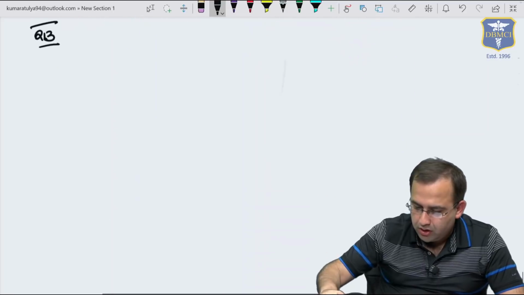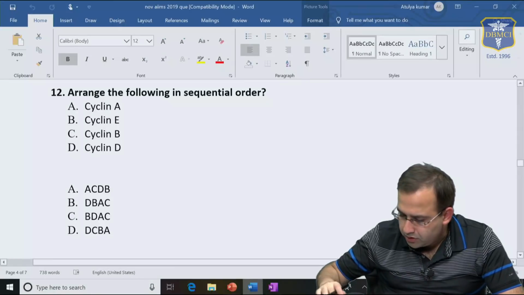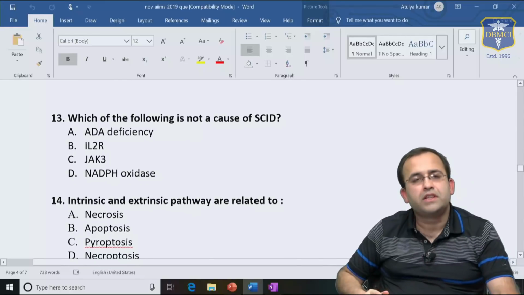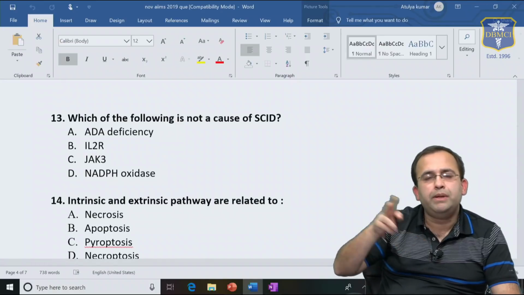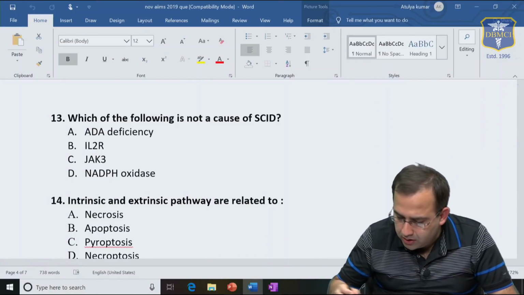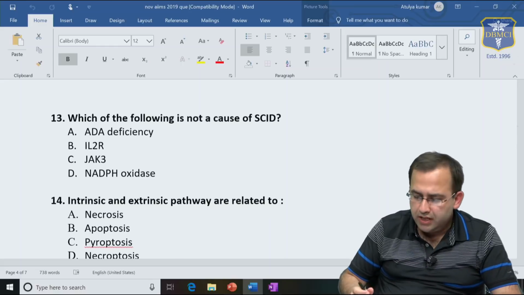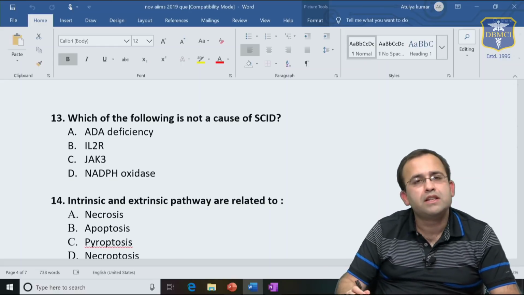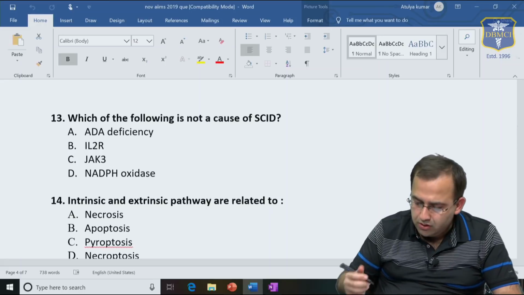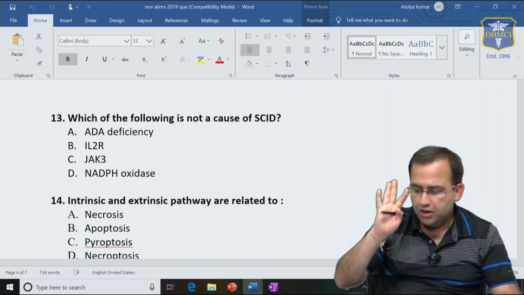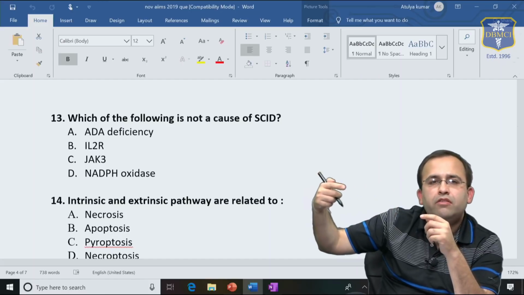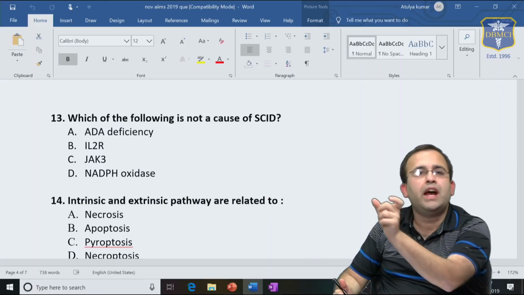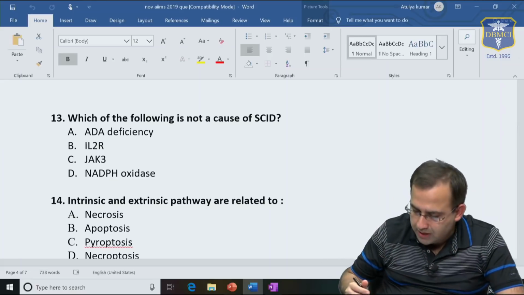Next, this gets us to question number 13. Which is not a cause of SCID? SCID is severe combined immunodeficiency. SCID is combined B and T cell defect. It occurs because of ADA deficiency, adenosine deaminase deficiency, autosomal recessive. It occurs because of interleukin 2R receptor mutations and JAK3. Which is not a cause? NADPH oxidase. Now, this was the second question which came from diseases of the immune system, that is diseases of the adaptive immune system, that table that we drew, SCID.